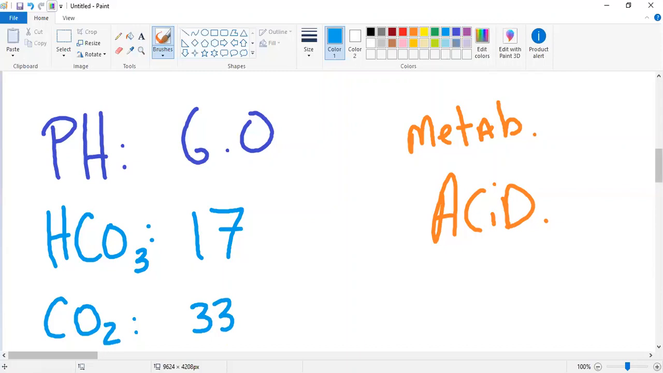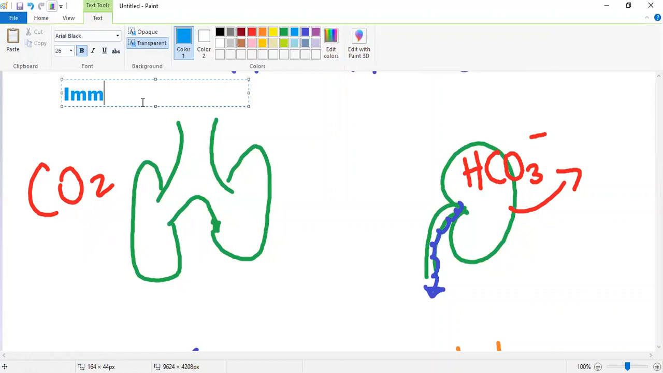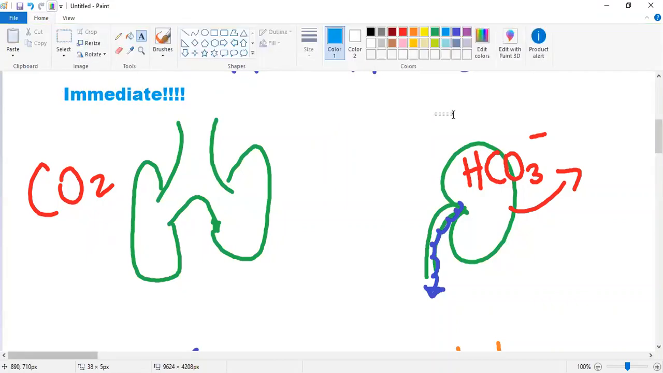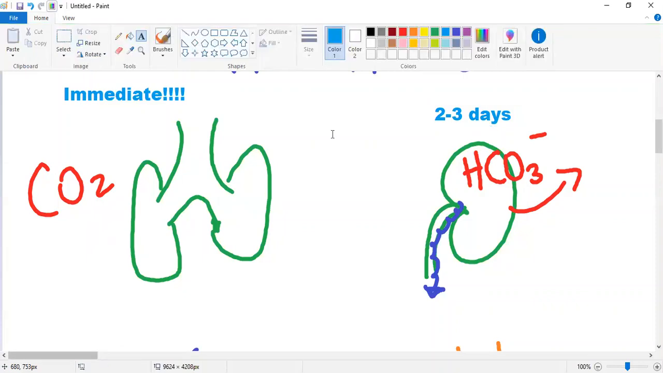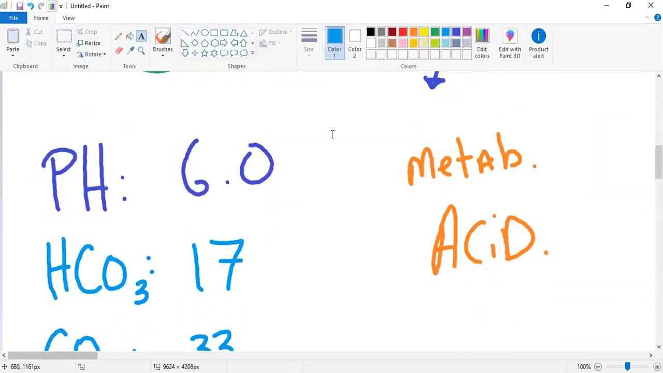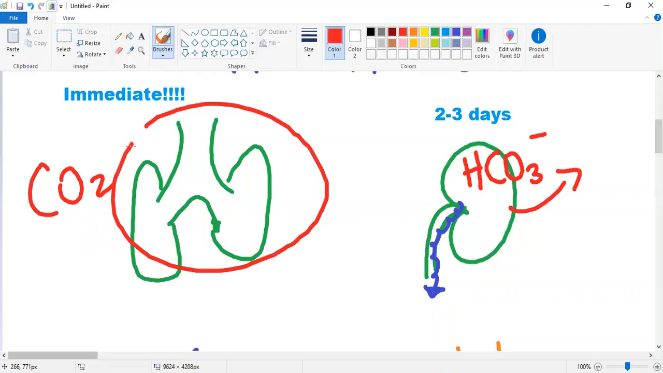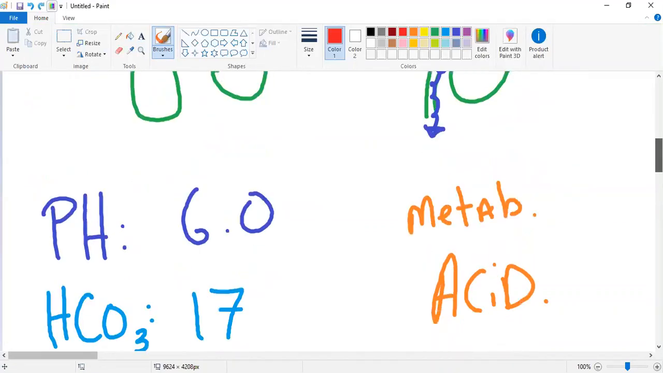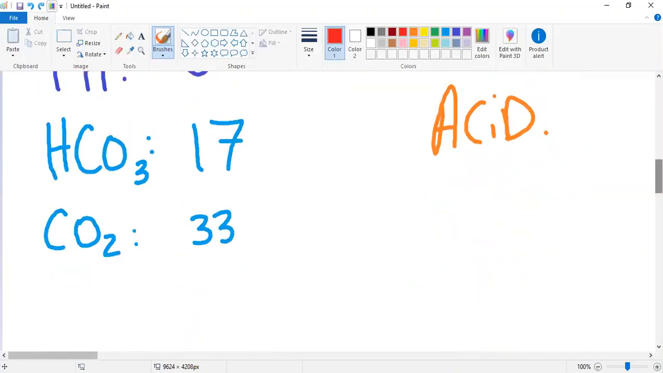There is something I forgot to mention. Let's come back over here. Whenever the lungs have a problem, the kidneys respond. Whenever the kidneys have a problem, the lungs will respond. Here's the trick: the lungs are immediate, whereas the kidneys take about 2 to 3 days to respond. So if my patient has metabolic acidosis, then that means it's a kidney problem, and my lungs should respond. How do they respond to a patient with metabolic acidosis? They would hyperventilate. And that's why I know that the CO2 should be low.